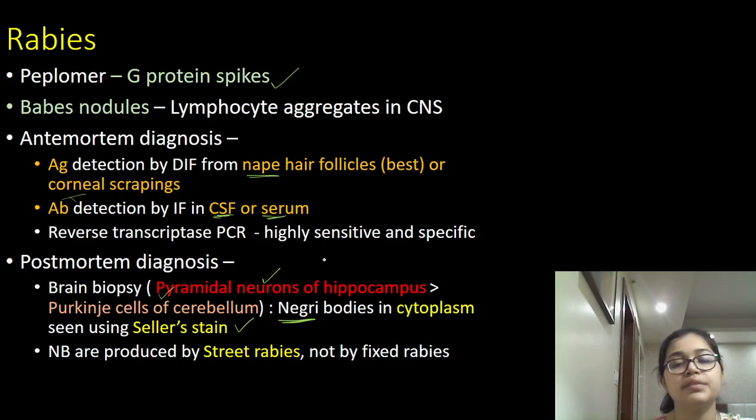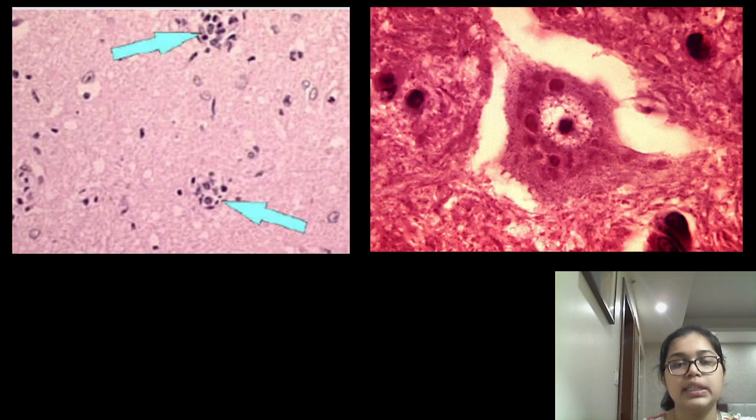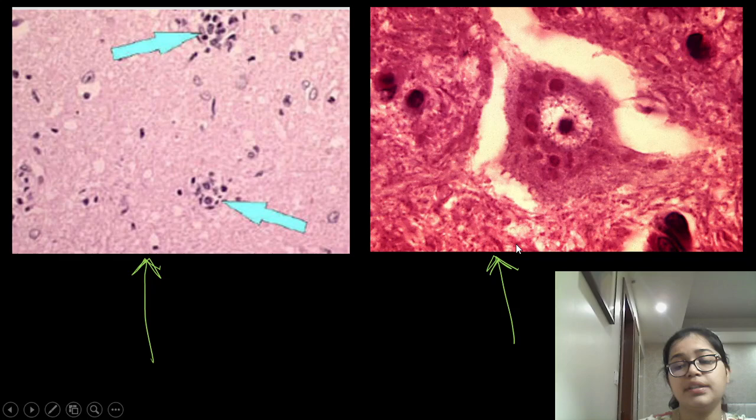Negri bodies: there are two kinds of rabies, street and fixed. It's produced only by street rabies, not by fixed rabies. This picture shows Babes' nodules, which are lymphocyte aggregates, and this picture shows Negri bodies.